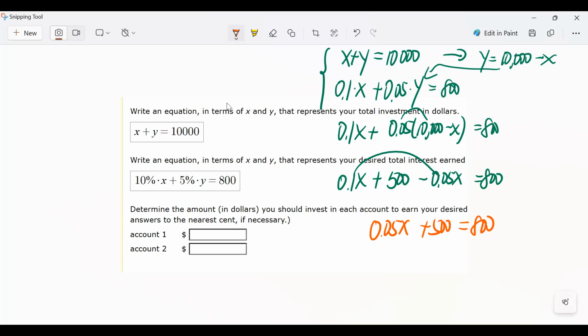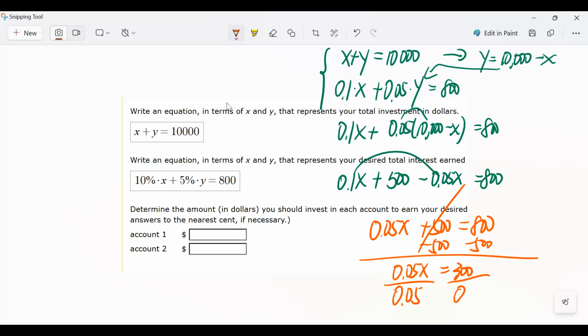Now combine those two like terms: you end up with 0.1x minus 0.05x, which is 0.05x, and 500 equals 800. Now subtract 500 from both sides of the equation. Cancel that, and we get 0.05x equals 300. Now divide both sides by 0.05. You can also multiply by 100 here and by 100 here. You get 30,000 over 5. So x equals 6,000.